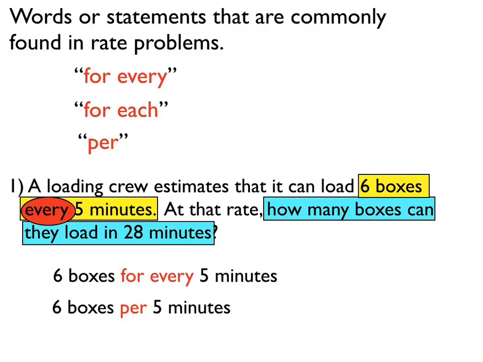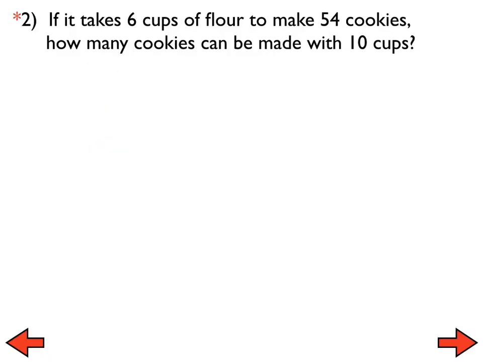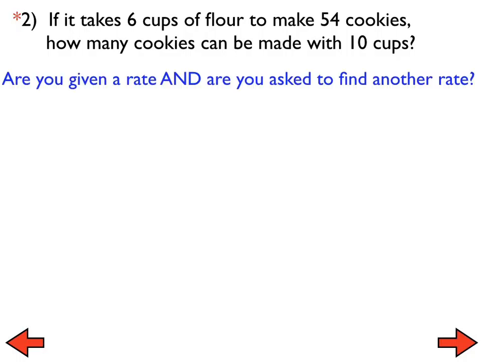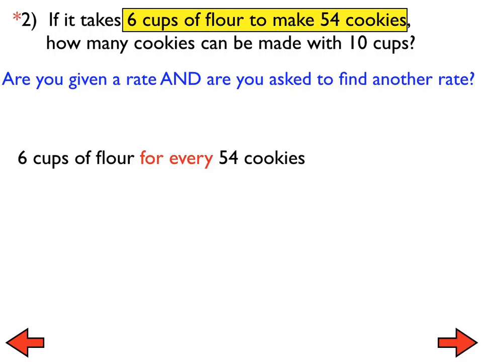Okay? So let's look at number 2. If it takes 6 cups of flour to make 54 cookies, how many cookies can be made with 10 cups? Does it give us a rate? What is it? Good. 6 cups of flour to make 54 cookies. Does it ask us to find another rate? Yes, it asks us to find how many cookies with 10 cups. So that means we can use a proportion to set up and solve this problem.